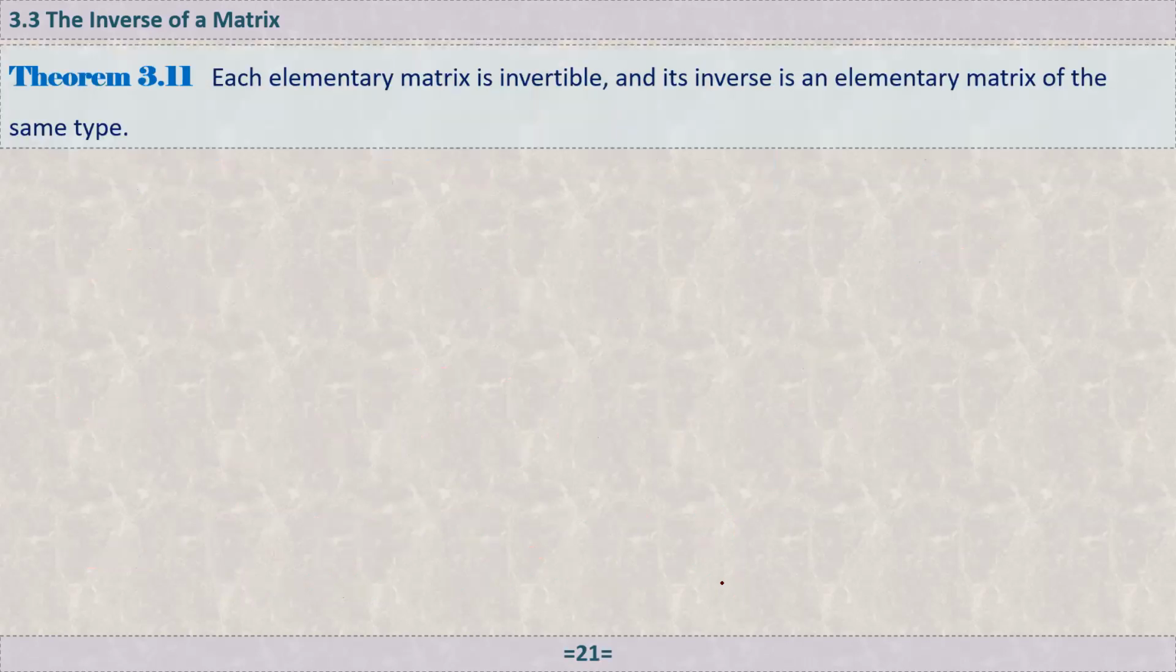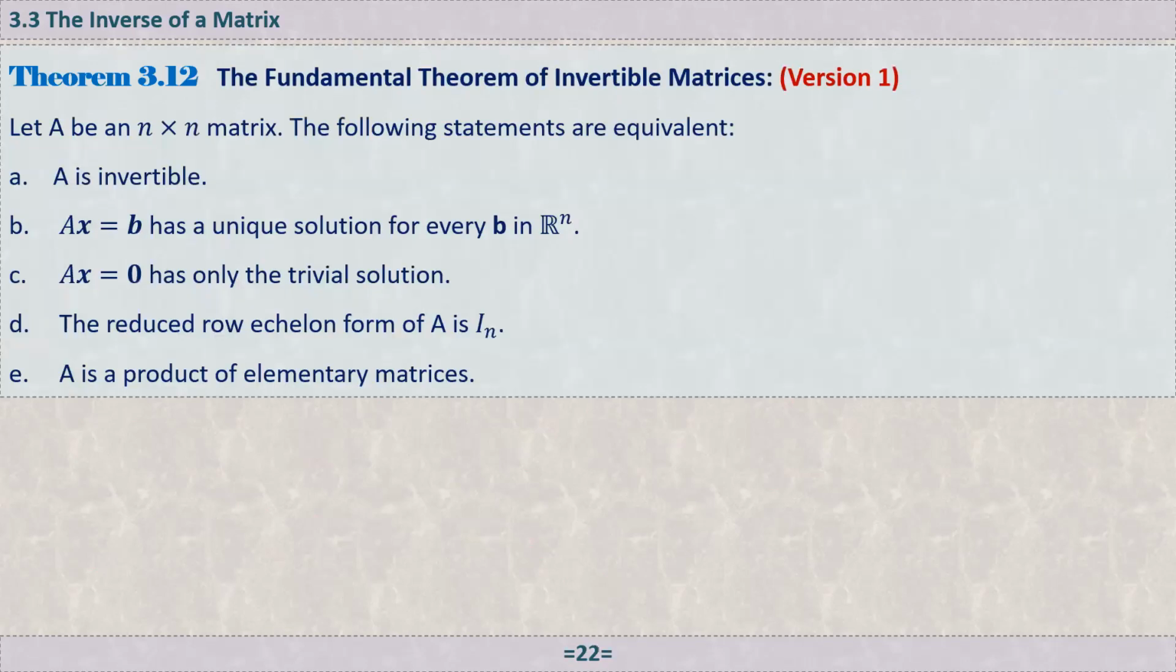Okay. So now as a conclusion, we can just give this a theorem. Each elementary matrix is invertible, and its inverse is an elementary matrix of the same type as in the previous example. So we have 7 minutes left. The fundamental theorem of invertible matrices. Let's just start this one, and I will finish this session by this.